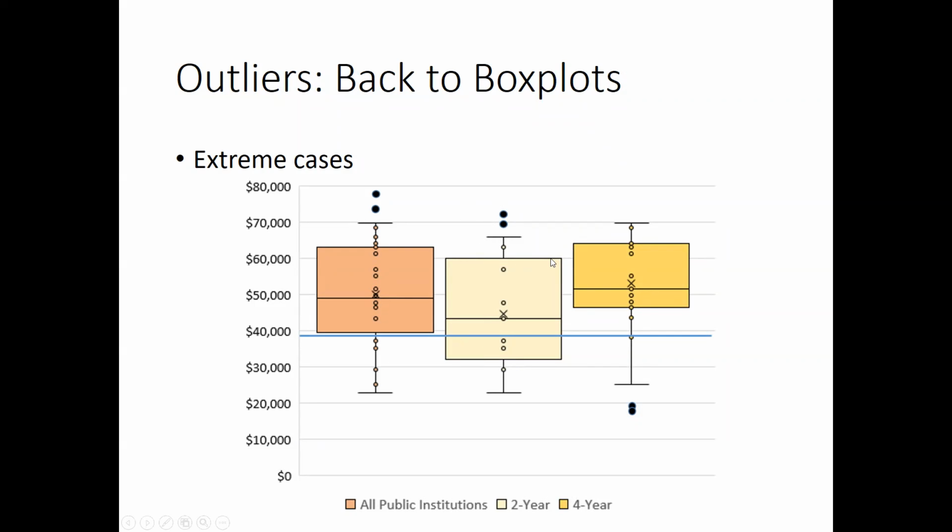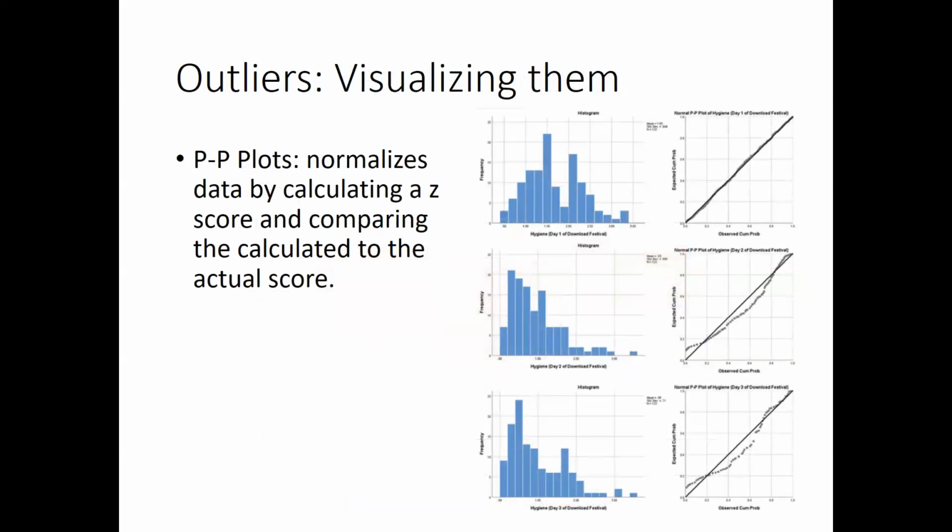Top of the box. The 75th percentile mark. That's right. Okay, so good review, good recap. Again, hint, hint, nudge, nudge. These are how Excel identifies extreme cases. But we have other ways of identifying whether or not there are outliers in our data.